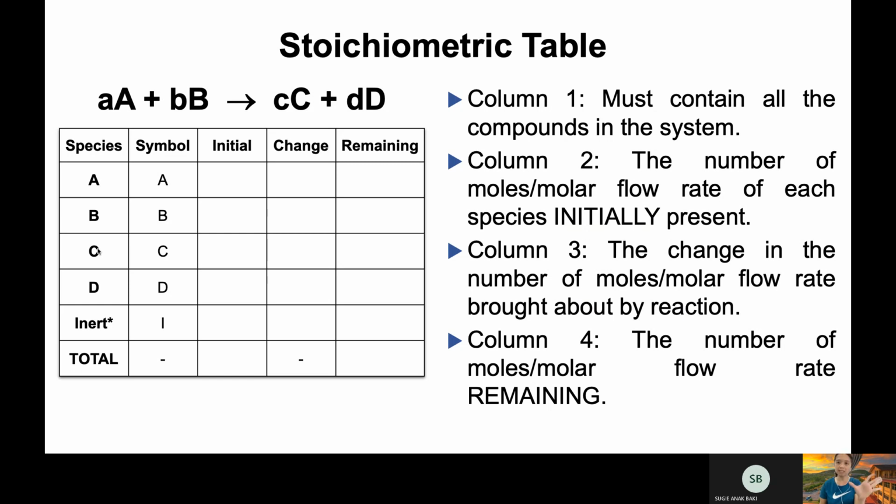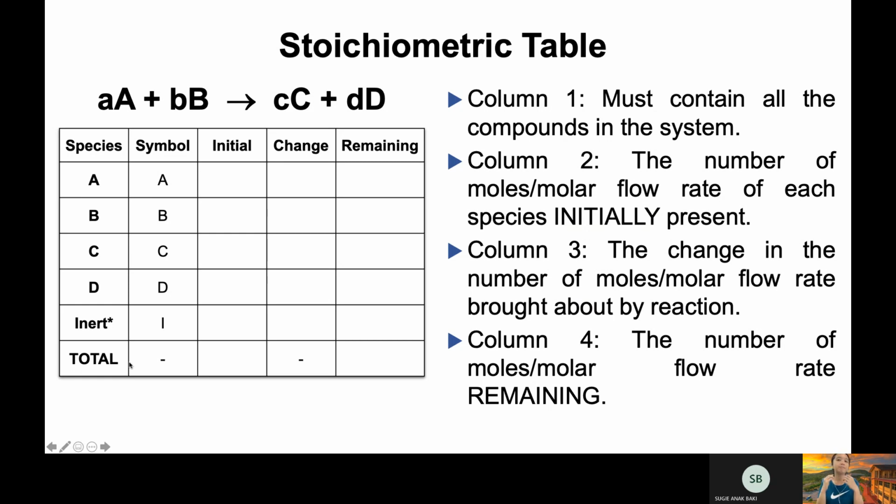Setiap satu spesies tu, each compound, it will have its own row. Baris dia tersendiri. So compound A is own baris, row. Compound B, compound C, compound D. Meaning compounds in the reaction. And plus, if you have any other compounds in the system, although they might not involved in the reaction, dia mungkin tak ada dalam persamaan kimia, tapi dia ada dalam sistem, or we call it as inert or even impurities. Kalau dia ada dalam sistem, dia harus ada row dia sendiri dalam table tu.